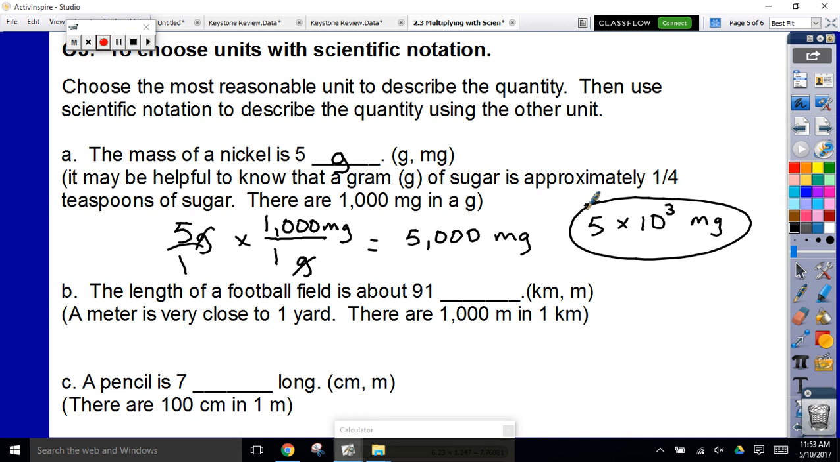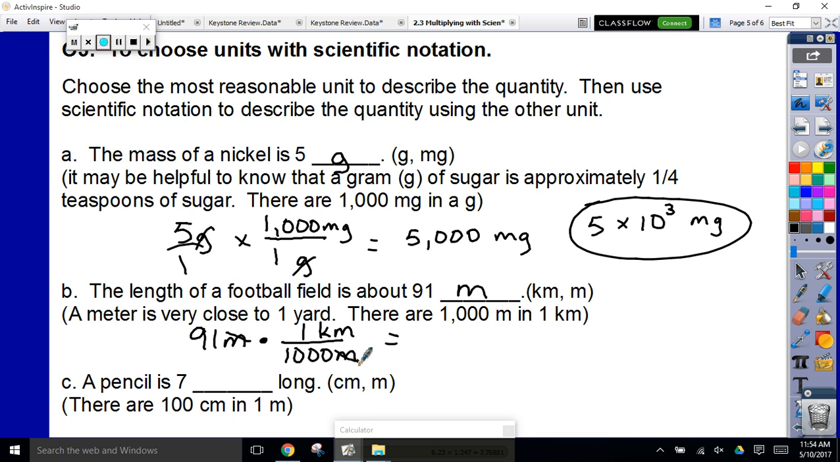Meters, good. If you picked kilometers, that would be like saying the football field is close to 91 miles long, which is not true. So it would be meters. Now we need to convert this. So we're going to say 91 meters. We need to make a fraction. We're going to put meters on the bottom. But this problem says there are 1,000 meters in 1 kilometer. So we have to put the 1,000 meters on the bottom and the 1 kilometer on the top so that the m's cancel out and we're left with just kilometers.